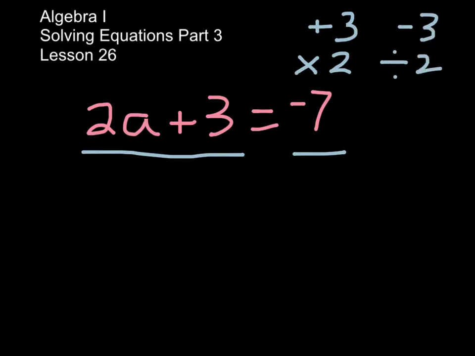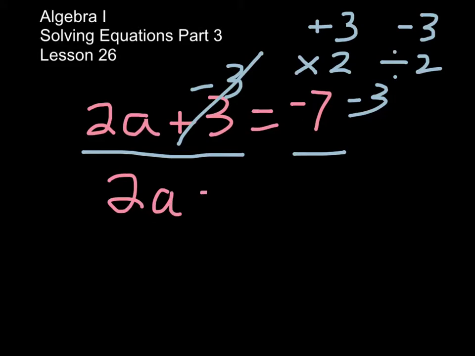And we need to do our addition and subtraction first, so the first thing we're going to do is subtract 3 from both sides. And in doing that, if we add 3 and subtract 3, then the 3s cancel out, and all we have left is 2a. Now on the right side, negative 7 minus 3, take away 7, take away 3 more, that's a negative 10. So we've taken care of this step.